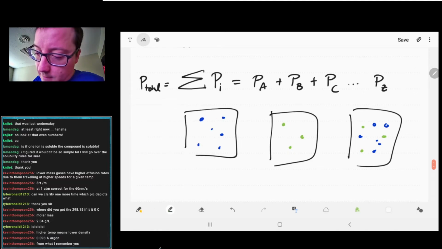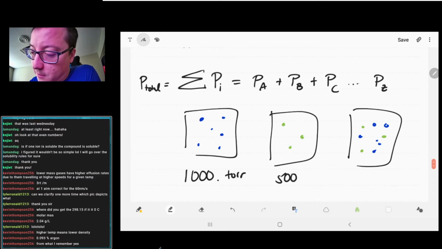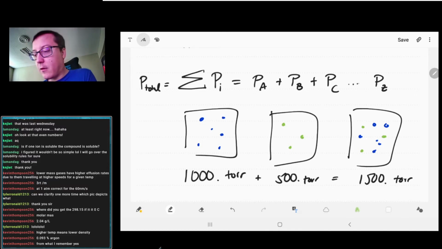Let's say this is 1,000 torr. This one should be 500 torr, right? It's got half as many molecules, so therefore half the pressure. And so this one that's got them mixed together would be the combined one. Very exciting, very difficult math here. So if you add up all of your partial pressures in a mixture, you will get your total pressure.